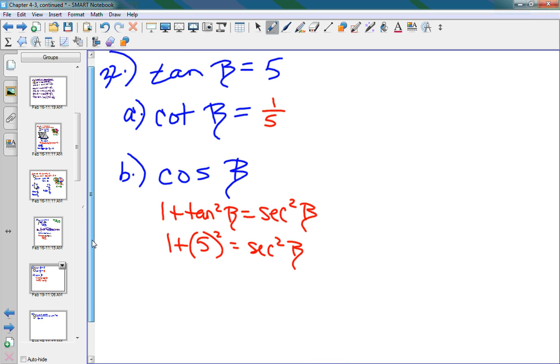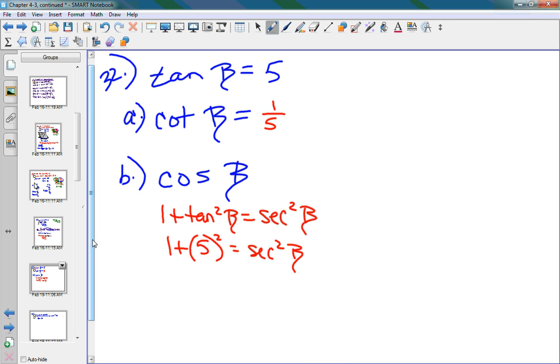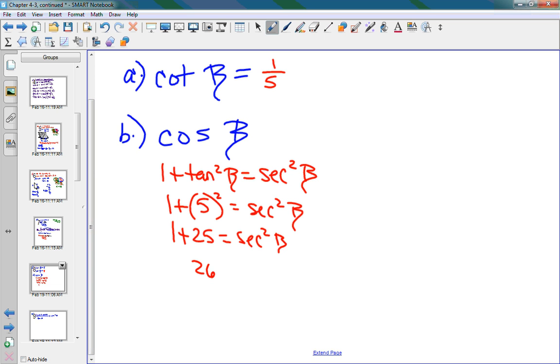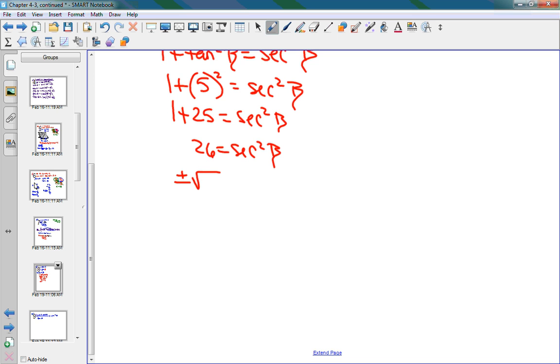Why am I doing that? Because tangent is 5. Well, what's 5 squared? 25. Well, what's 25 plus 1? 26. That's equal to the secant squared. Is that what I want? I want secant. So how do I find secant? Take the square root of both sides. So that's plus or minus the square root of 26 is equal to the secant of beta. That gives me plus or minus. Now that's an issue. I don't know which one I want.